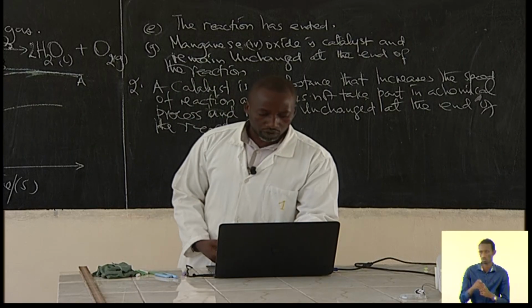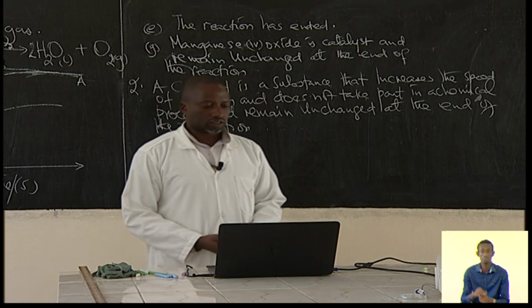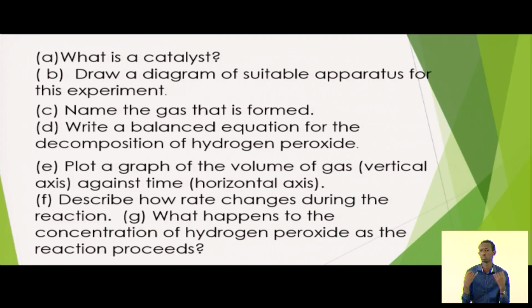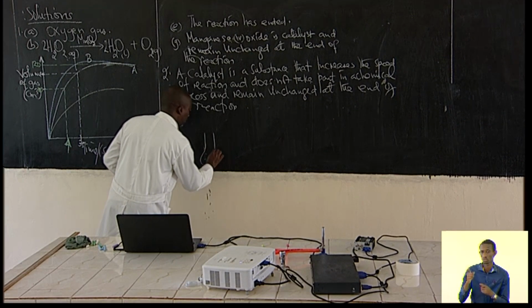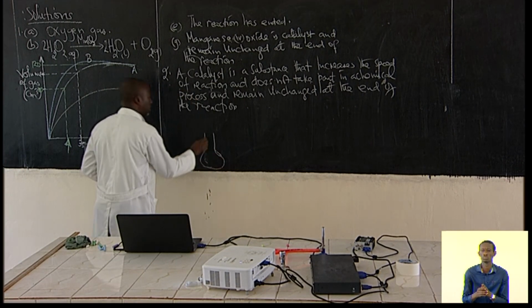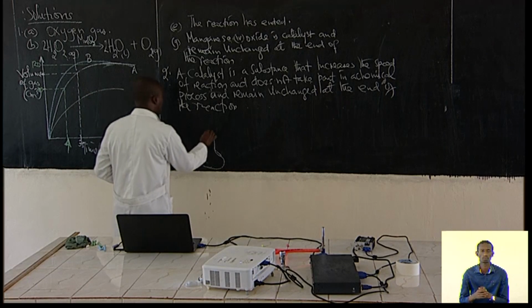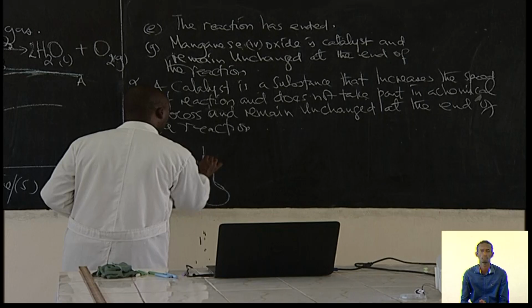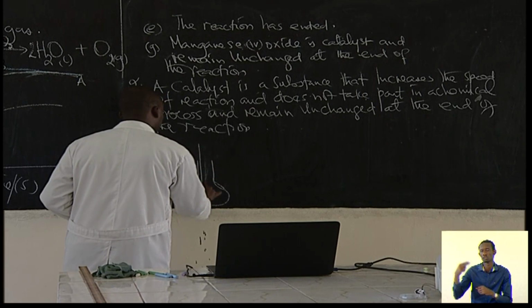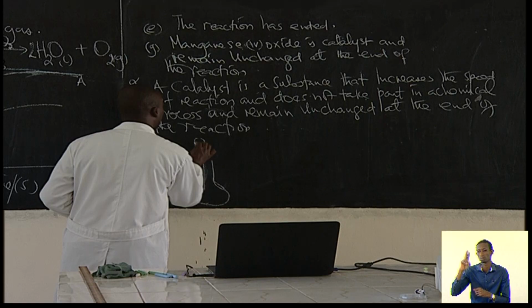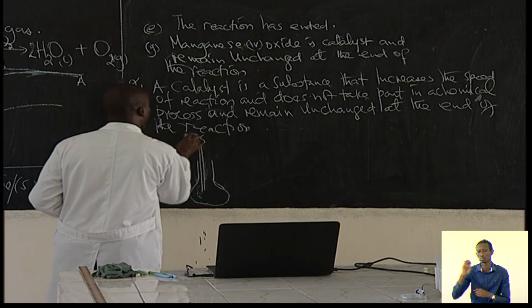Draw a diagram of a suitable apparatus for this experiment. A suitable experiment. So you should expect you have a flask. This is a flask, and in the flask you will have copper 2 oxide, not manganese 4 oxide, and then hydrogen peroxide being added. You are adding hydrogen peroxide in this flask.